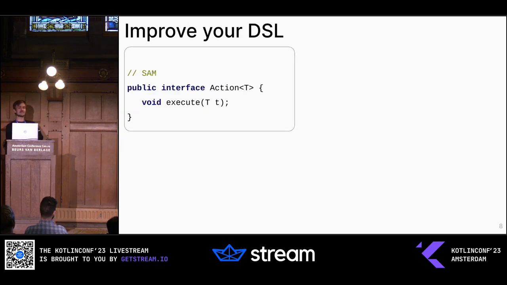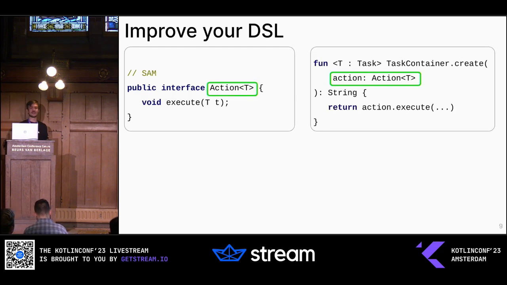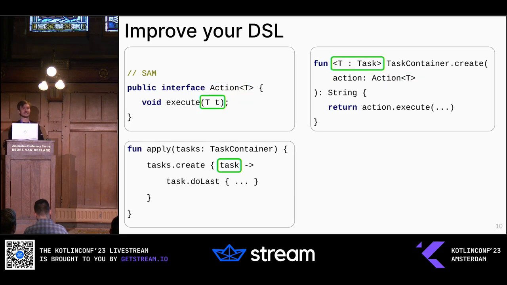The last example will be about DSL improvement. Here you can see some very simplified fragments of Gradle DSL. In particular, here you can see an Action, a single abstract method interface. And here is the extension function, TaskContainer.create, which uses this single abstract method interface as a parameter. According to Kotlin rules, to call this create function, we can pass a lambda instead of an implementation of this interface. But this lambda should have a signature matching the signature of the execute function itself. So it should have a task value parameter of type T, which extends Task.